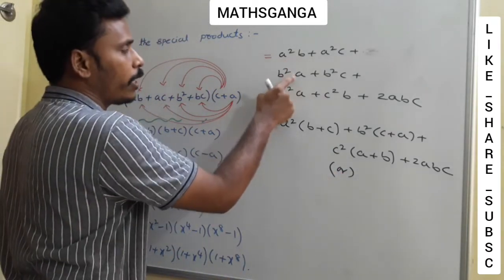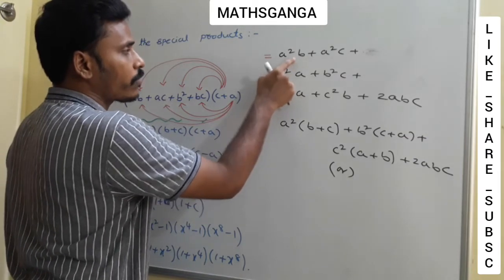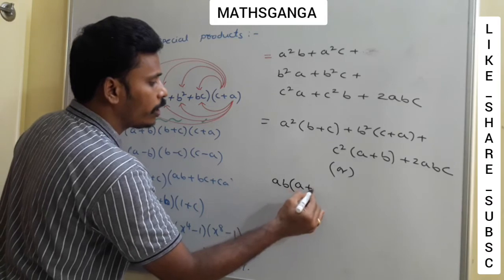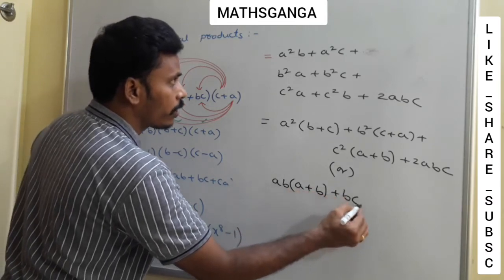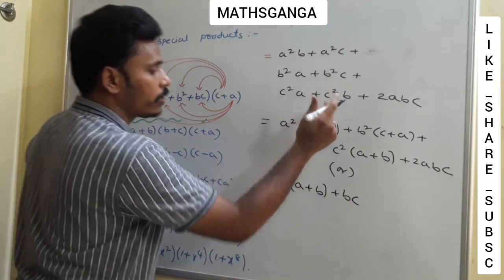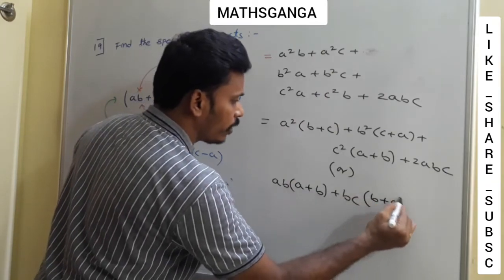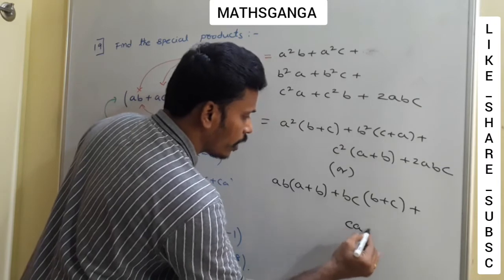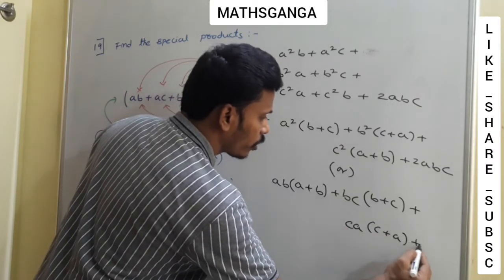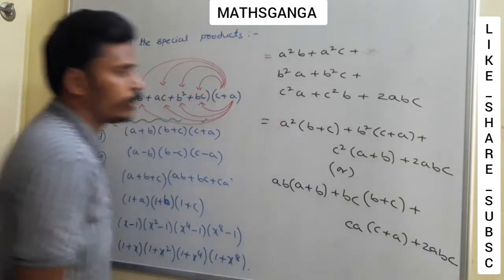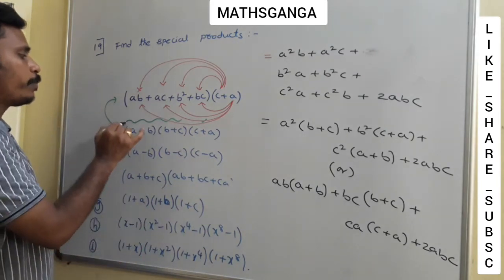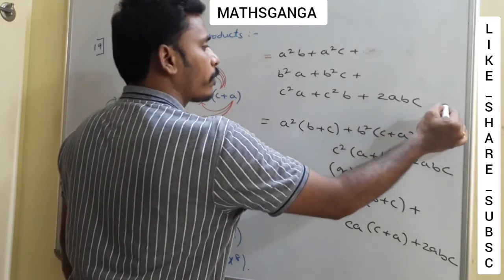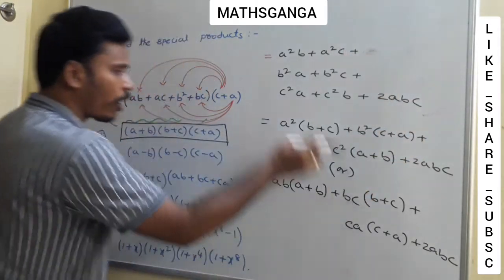a square b and b square a. Since from this a square b and b square a, it is easy for us to common out ab. So ab of (a plus b) plus, from these two you may common out bc, bc of (b plus c) plus, from these two you may common out ca, ca of (c plus a) plus 2abc. At the end, this (a plus b)(b plus c)(c plus a), maybe this one, maybe that. All these four are equal.